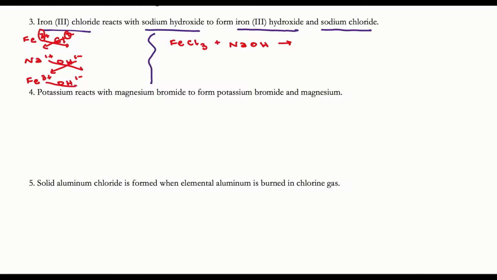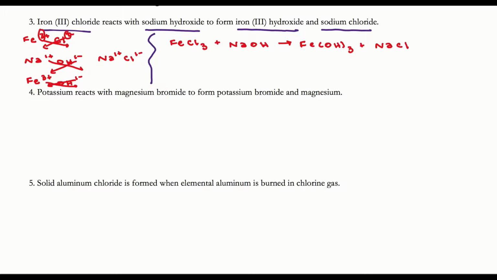So when I cross my charges there, that becomes Fe. And then I want 3 hydroxide, so I've got to put hydroxide in parentheses. Okay? And then the last one is sodium chloride. Na has a +1 charge. Cl has a 1- charge, so this is going to become NaCl. Okay? So that's my reaction. I now just have to balance it.